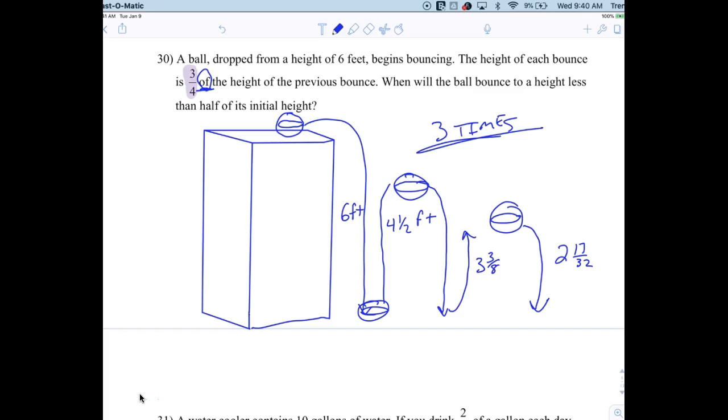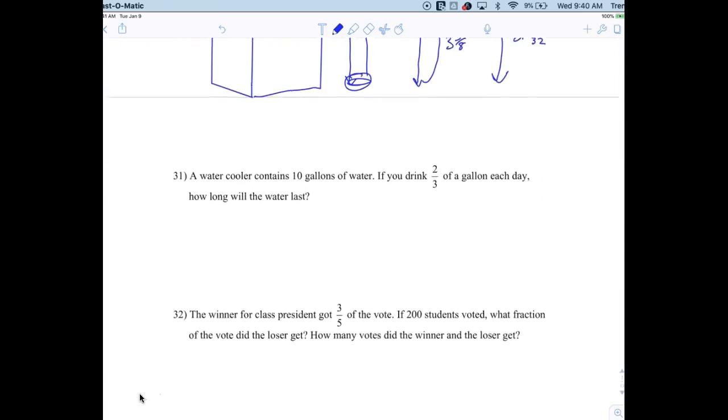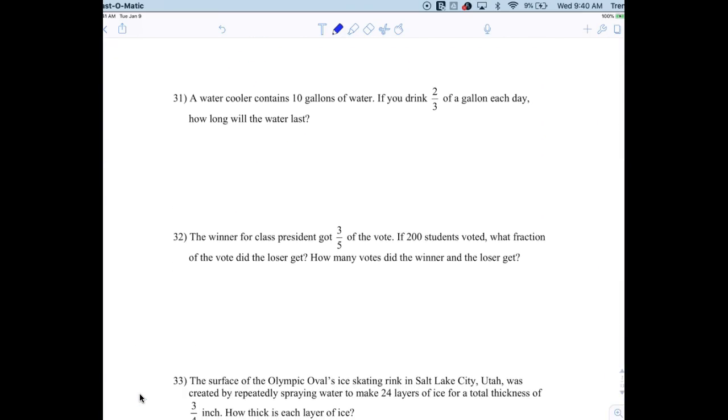All right? Now, let's go on to 31. What time do we get out? I already forgot. So we have 11 minutes, right? All right, so we got time. Lots of good time. Here we go.